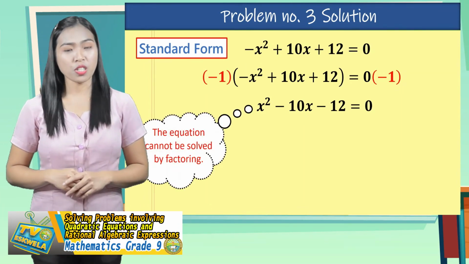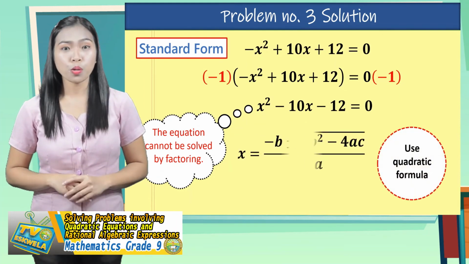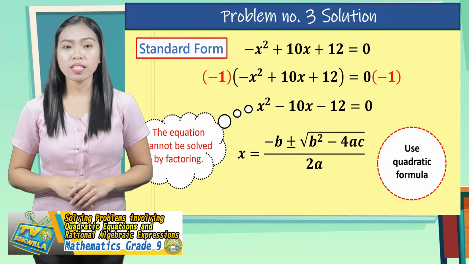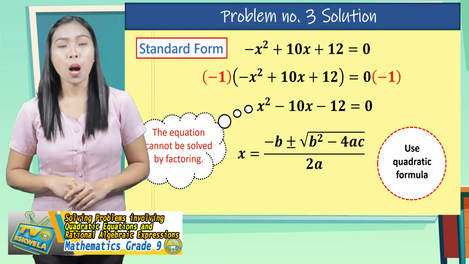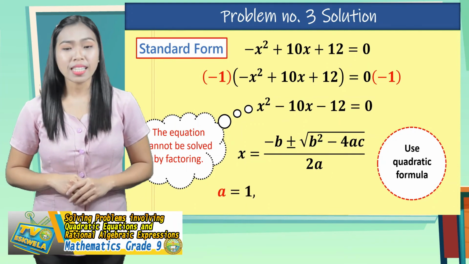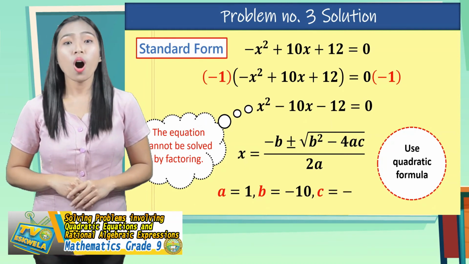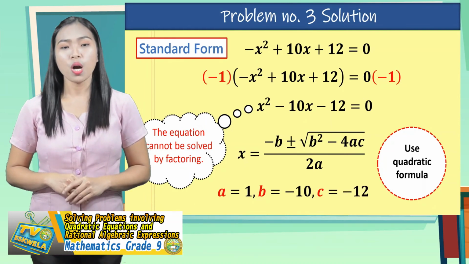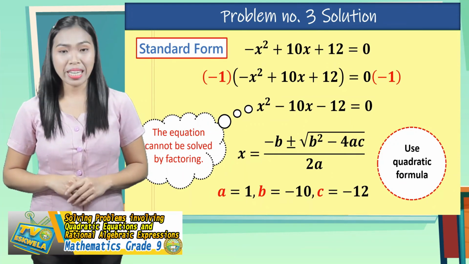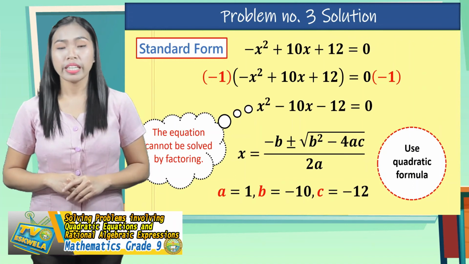Since this equation cannot be solved by factoring, we will use the quadratic formula. x equals negative b plus or minus square root of b squared minus 4ac all over 2a, with a equals 1, b equals negative 10, and c equals negative 12.